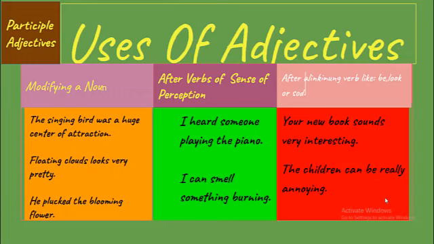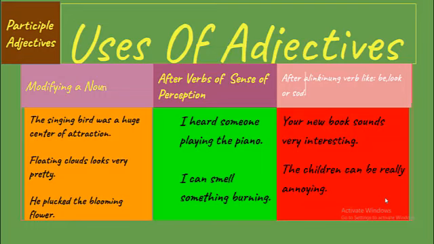Modifying a noun. The singing bird was a huge center of attraction. We can see the ing form of the verb, singing, has been used to modify the word bird, a noun. Floating clouds look very pretty. Here the clouds have been modified with floating. He plucked the blooming flower. So blooming, floating, singing are the three ing forms of verbs which have been used to modify the nouns flower, clouds, bird respectively, and they are known as adjectives.